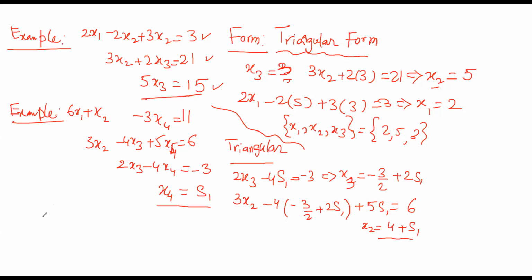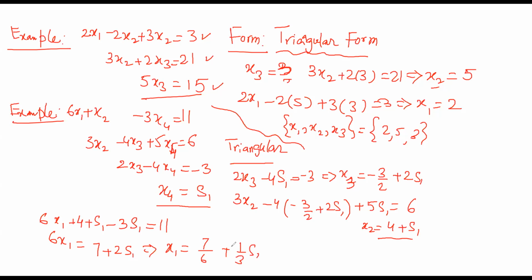And then in the first equation, 6x1 plus the x2 value, 4 plus s1, minus 3x4, x4 is s1. So that is easy. So 6x1 will be equal to 11 minus 4, that is 7. And then it will be 3s minus s1. So that will be plus 2s1. So x1 will be equal to 7 by 6 plus 1 by 3 s1. Okay, 7 by 6.